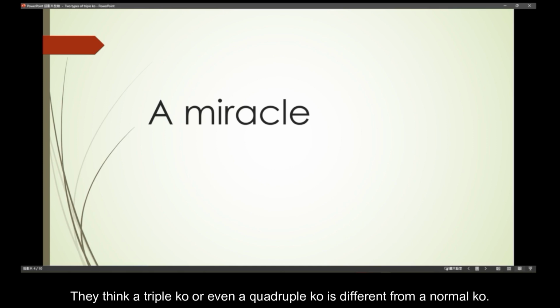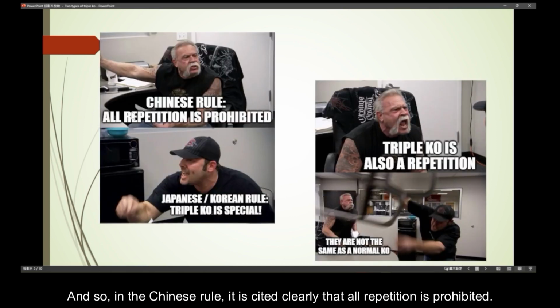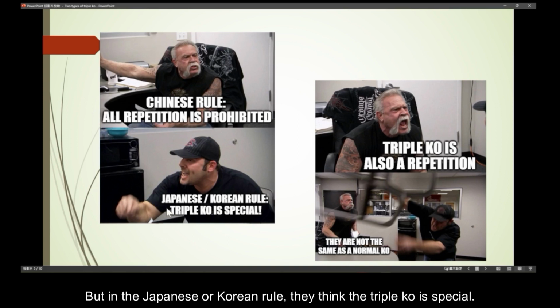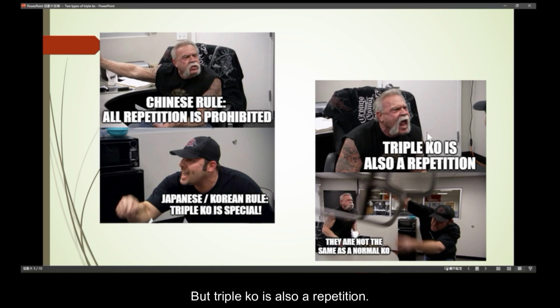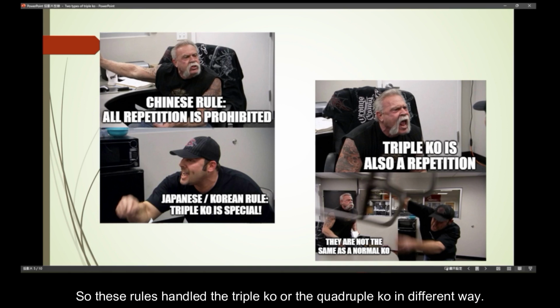They think a triple core or even a quadruple core is different from a normal core, because a normal core would happen in almost every game, but a triple core is very rare and very unique. It's like a miracle. And so, in the Chinese rule, it is stated clearly that all repetition is prohibited. But in the Japanese or Korean rule, they think the triple core is special. But a triple core is also a repetition. The Japanese and Korean rules just say no, they are not the same as a normal core. So these rules handle the triple core or the quadruple core in different ways.